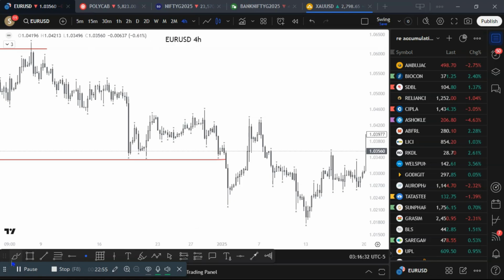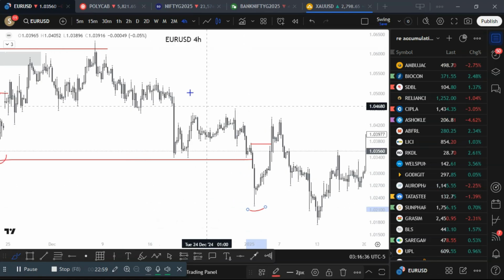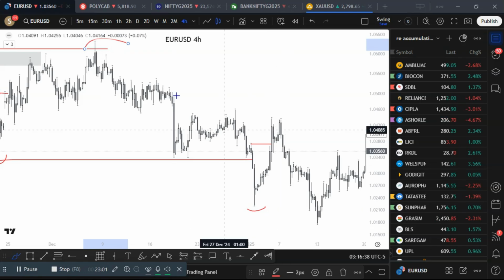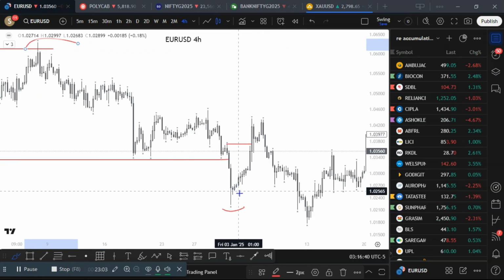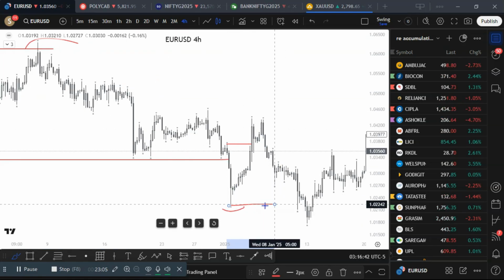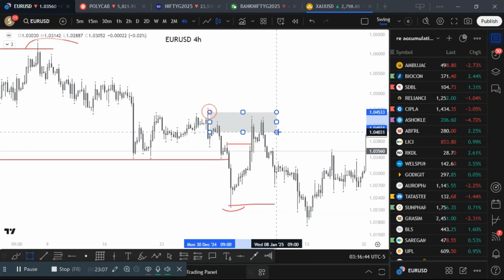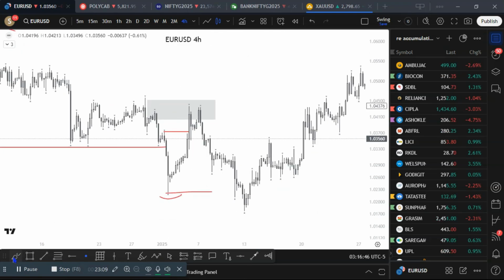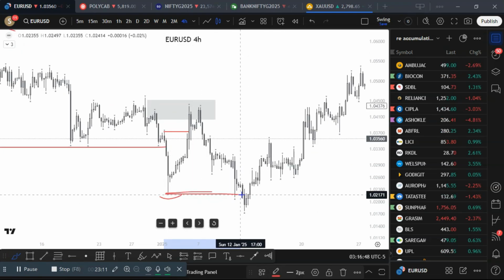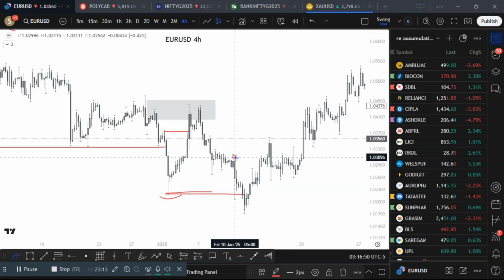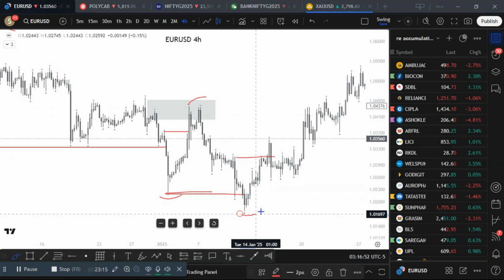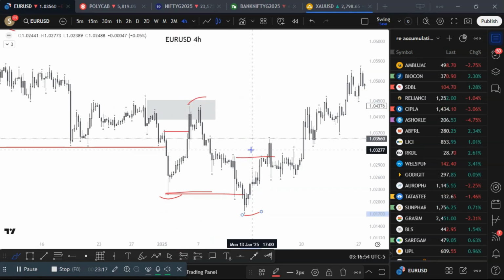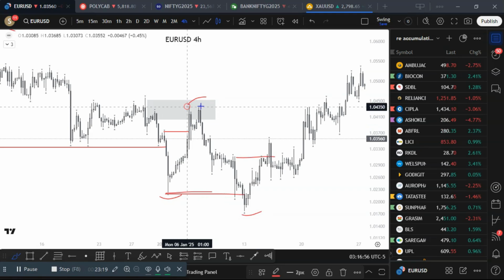price again broke out, and see, after external liquidity grab, it swept internal liquidity. It means this is our new range from this high to this low, right? Price swept liquidity, and you can trade from these areas. Price broke external liquidity, we will wait for internal sweep. Once it swept, we got our new range, and you can trade from these areas.